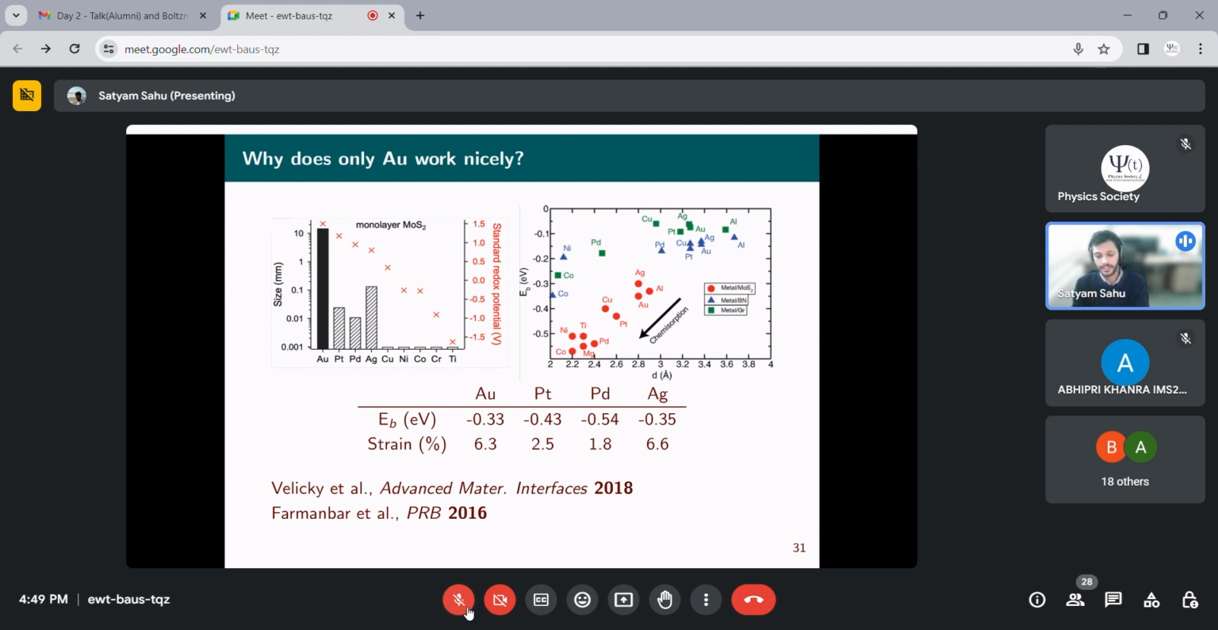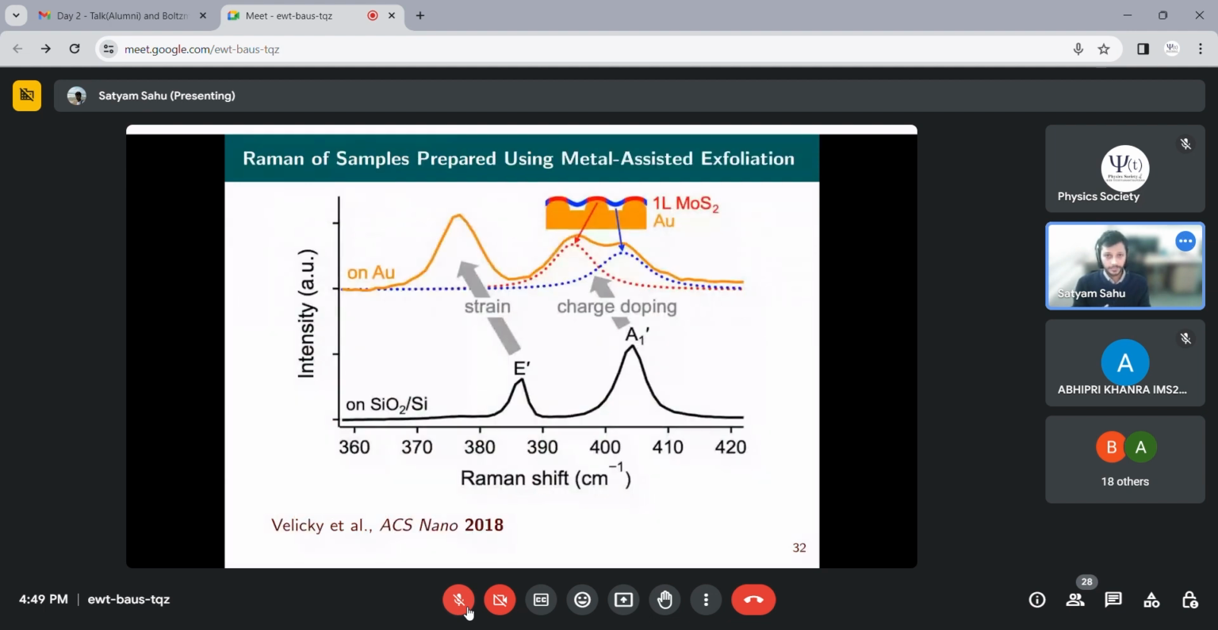So let's see the properties of these systems, and let's try to compare them with substrates which are non-metallic in nature, or dielectric substrates. Here we compare the Raman or vibrational modes of molybdenum sulfide when it is on the dielectric substrate, which is the black one, and on gold, which is a metallic substrate.